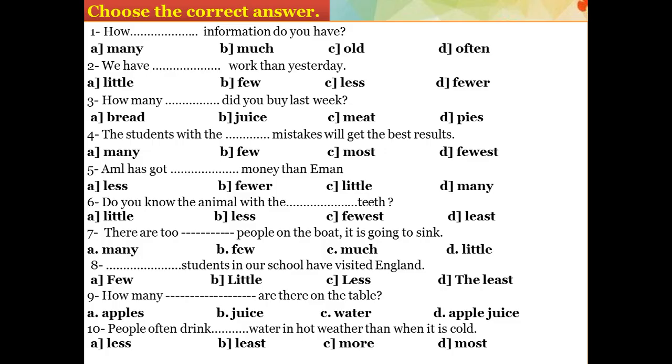The first type of exercise here is MCQ. You can pause the video and answer the exercise, and then you can justify your answer with me later. How much information do you have? The word information here is uncountable, so we need to use a correct quantifier with it, which is much. We have work done yesterday. The word work here is uncountable, so we have less work than yesterday.